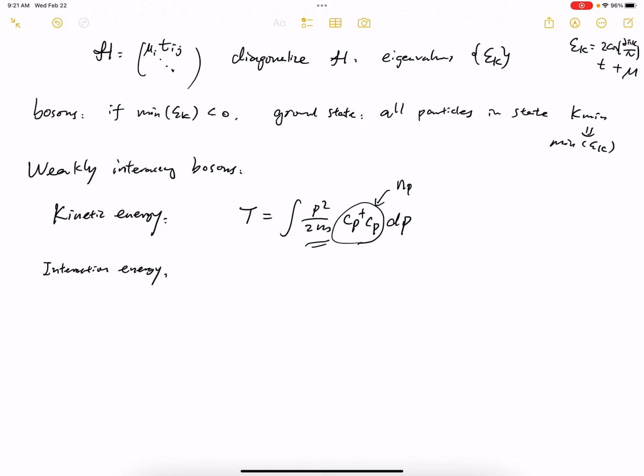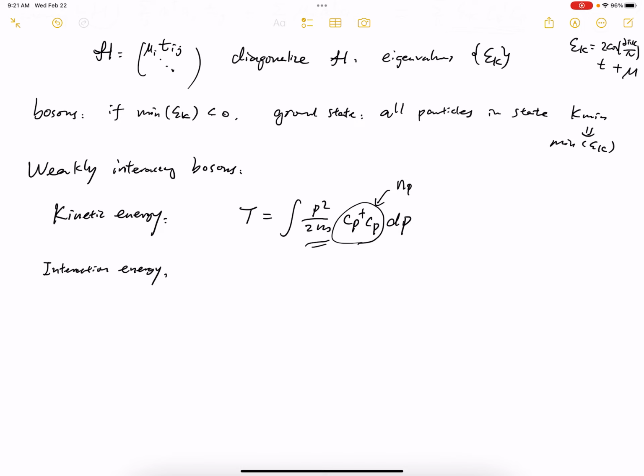We're not going to add any real potential energy here because at the end of the cooling, we're going to remove all the potentials, right? We use them for evaporative cooling or laser cooling. So at the end of the day, you just have basically a bunch of atoms sitting there. So the only potential energy is the interaction energy.